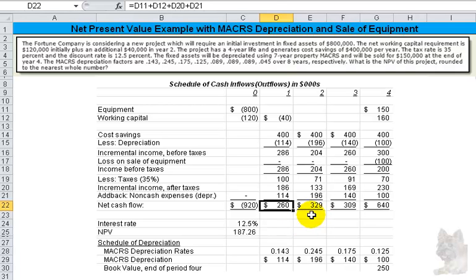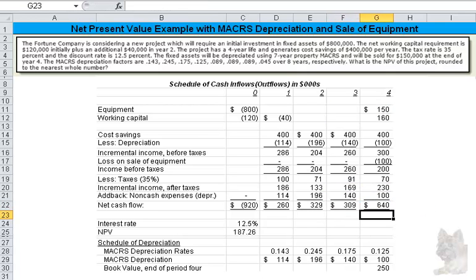Now, you actually don't have to subtract the net depreciation and add it back. You could just calculate the tax shield directly, right? Take the 114 times the tax rate, and you can calculate what that saving is directly. But I like to do it the long way. Okay. Then I simply go through the same calculation of all the cash savings.